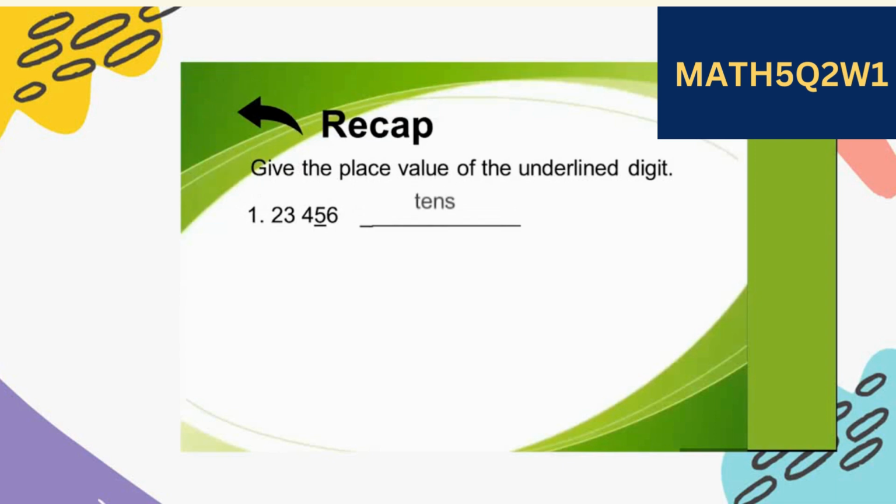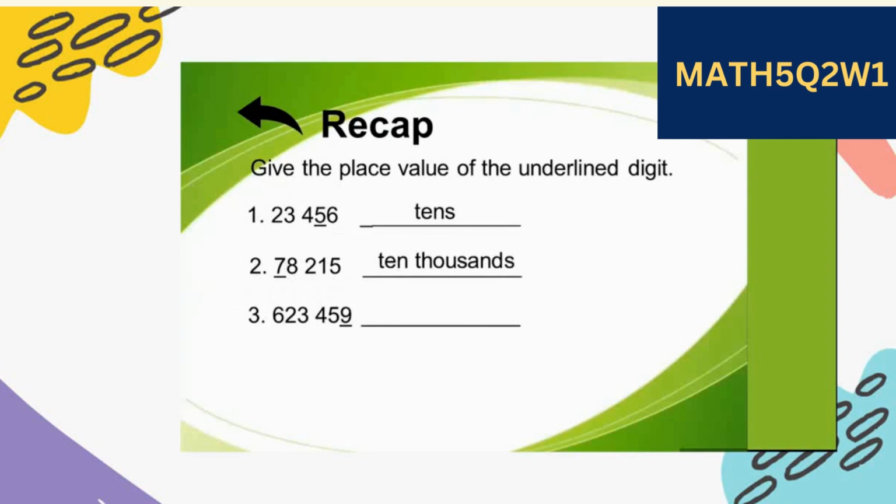Yes, right. Tenths. For number 2, we have 78,215. Give the place value of digit 7. Its place value is, yes, you're correct, 10 thousandths. Let's have number 3, 623,459. What is the place value of digit 9?